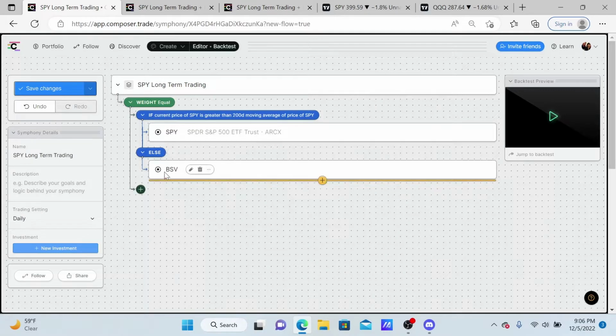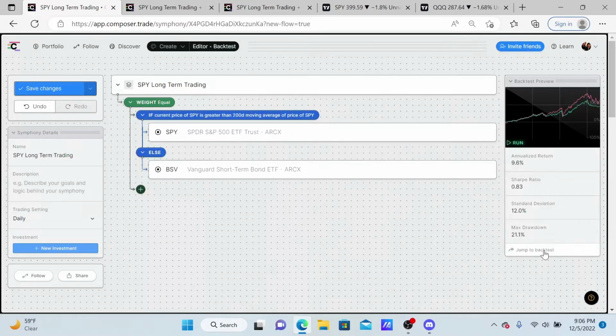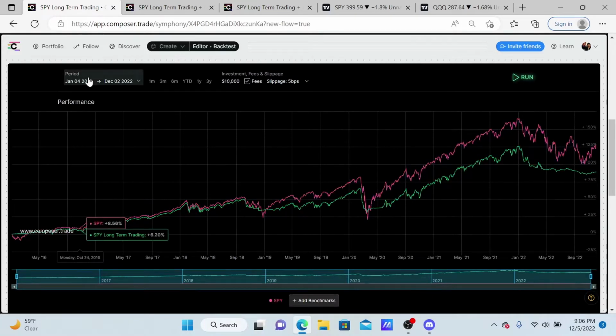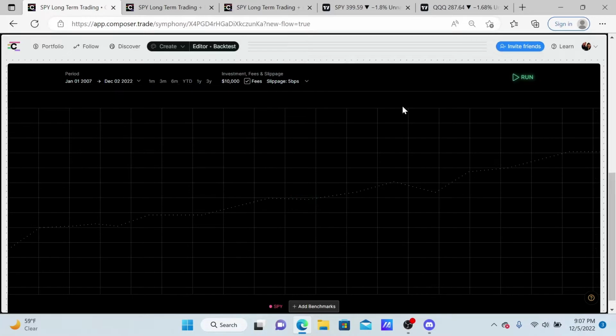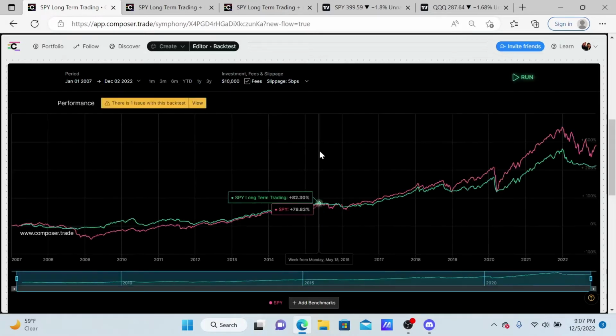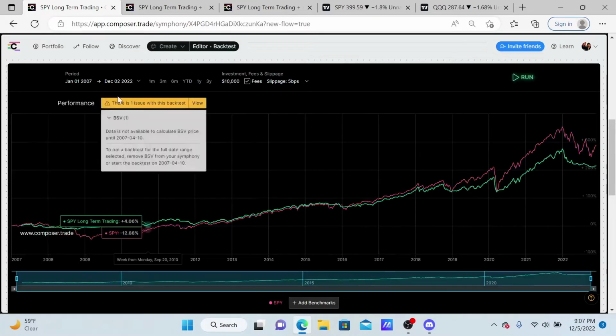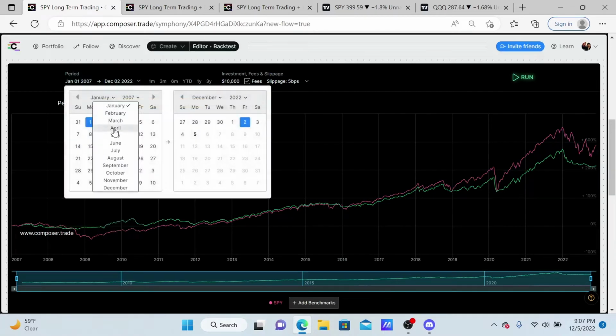So if it's below its 200-day, it'll say else here. This just means that it's not above its 200-day and that we're going to go to bonds. And then you can run the back test and see what the results look like. So I'm going to go down here, and I'm actually going to set this as far back as I can possibly go. I believe it's somewhere around 2007. Yeah, 2007. Okay, so I think it's about April.